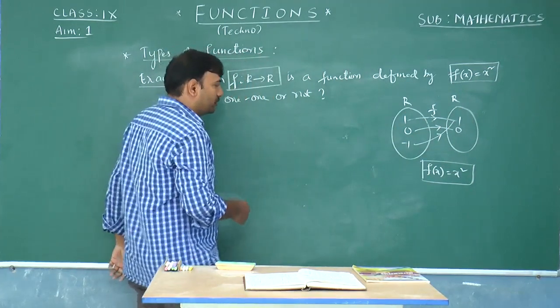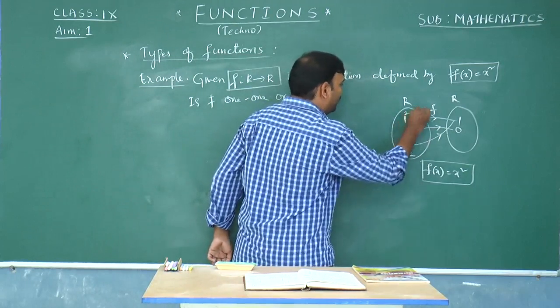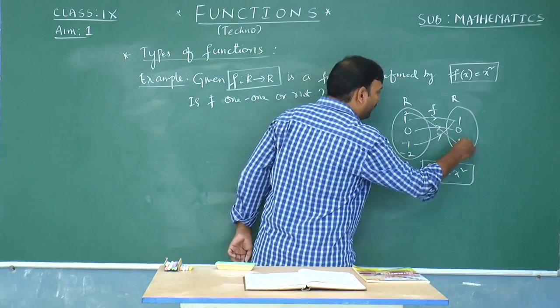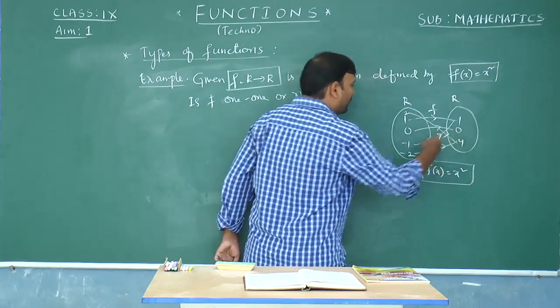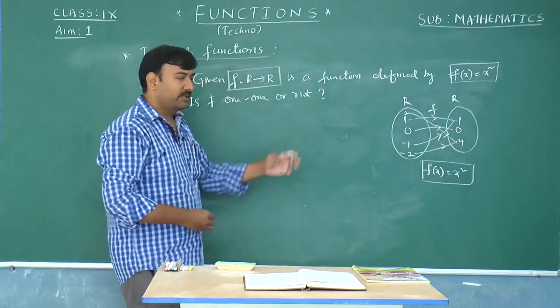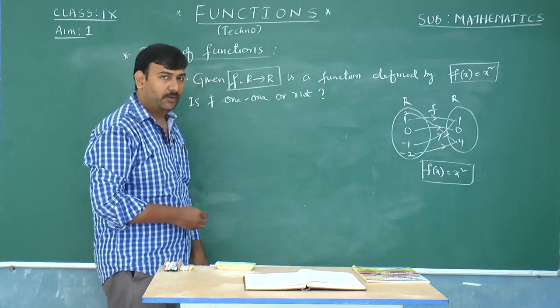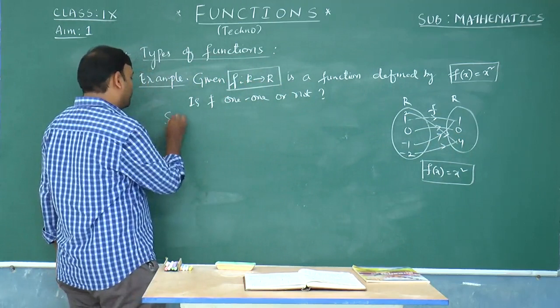Not only these two numbers, you can take minus 2 and 2. Observing carefully, the image of 2 is 4 and the image of minus 2 is also equal to 4. So by taking such observations, we can conclude that the function is not a one-to-one function. So here the solution goes in this way.